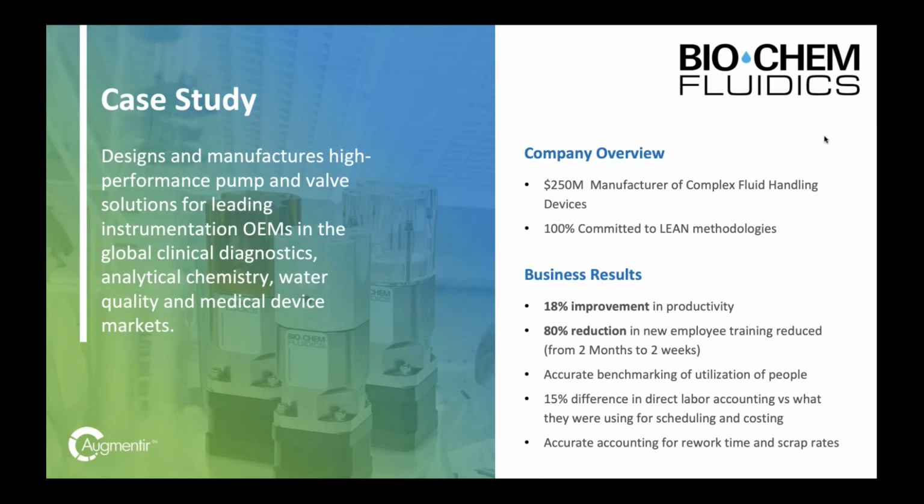They've also had several areas where their continuous improvement team has identified opportunities, both in the content, benchmarking, how they utilize their assemblers, even differences in direct labor accounting versus what they were using for scheduling and costing. So being able to address some of those discrepancies, they have better and more accurate forecasting of costing as well as accurate accounting of rework time and scrap rates.